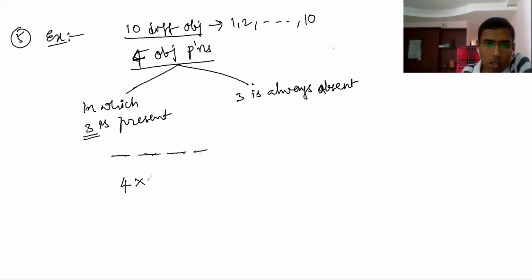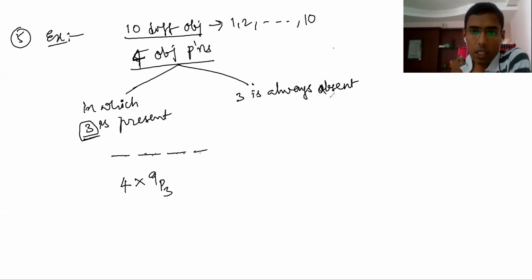And the next work is what? Now 3 blanks will be left. Out of 10 different objects, one object I selected, number 3, which should be present, and I arranged it in 4 ways. So what is left now? 9 objects are there and 3 blanks are there. So 9P3 ways you can arrange. Please understand. So these are the number of permutations in which 3 is always present.